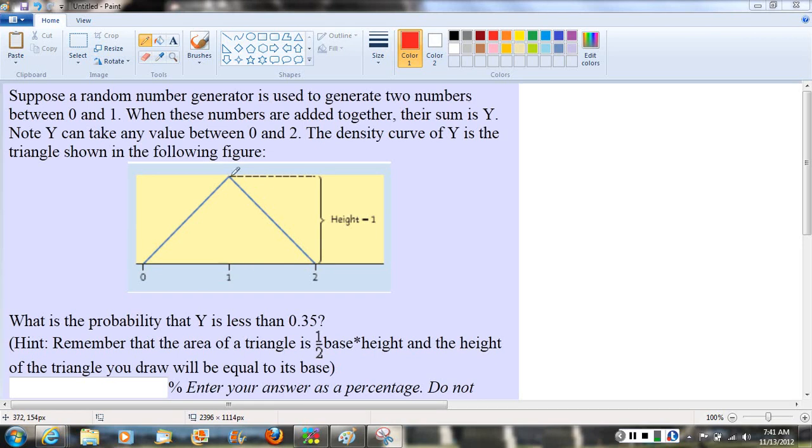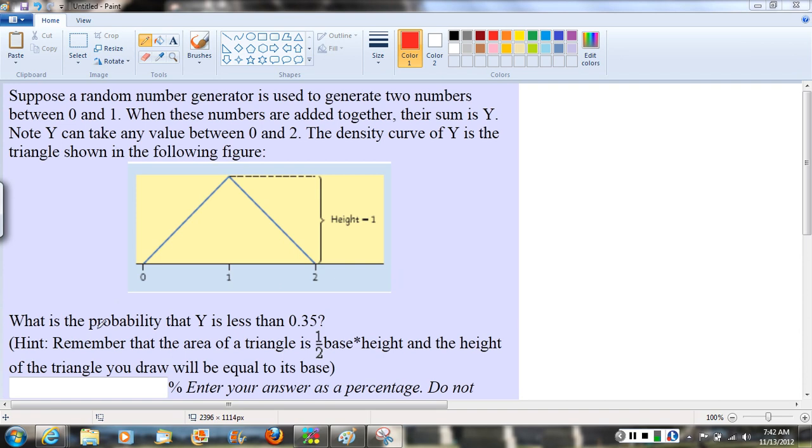So we can see with this density function that if we take two random numbers between 0 and 1 and add them together, we're most likely to get a sum close to 1, and less likely to get a sum close to 0 or a sum close to 2. So there's some intuition about the problem. Now let's take a look at the specific question they're asking and how we might start to solve this.